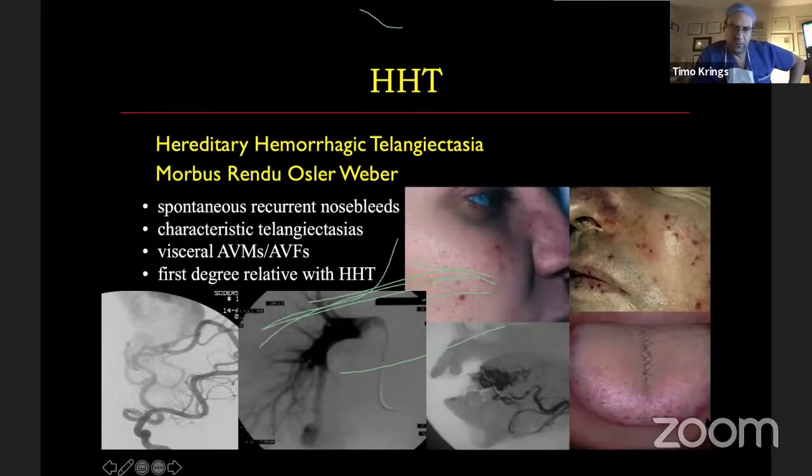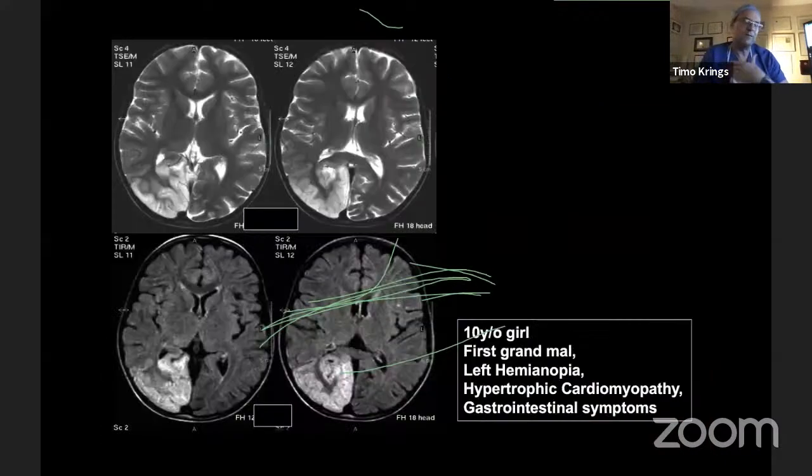You'll have to think about HHT in patients with stroke. As in HHT, spontaneous recurrent nosebleeds can present, but patients can also present with paradoxical emboli.